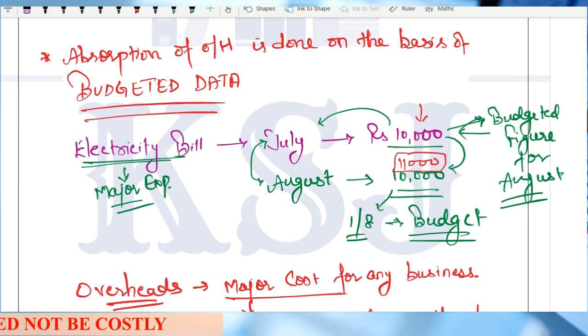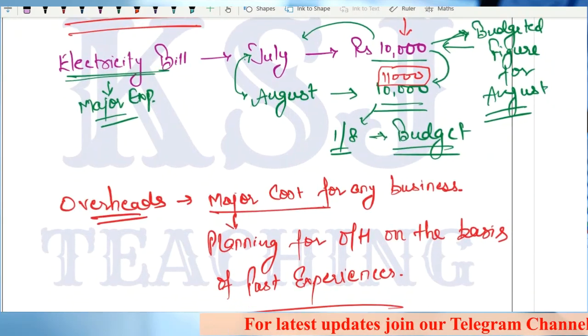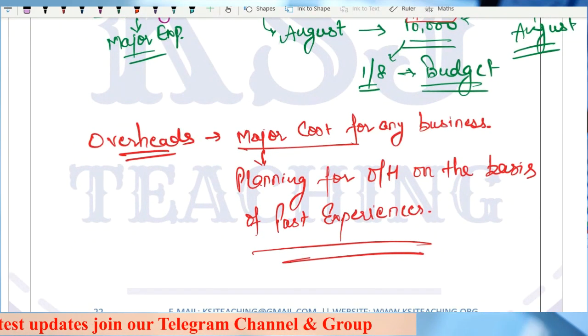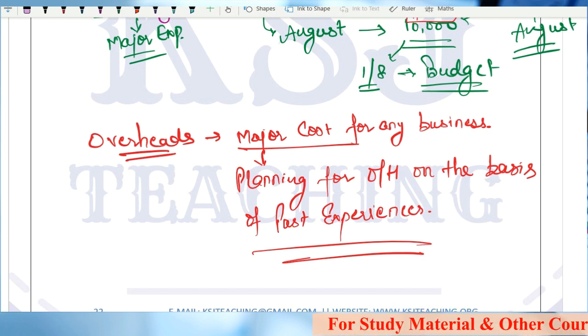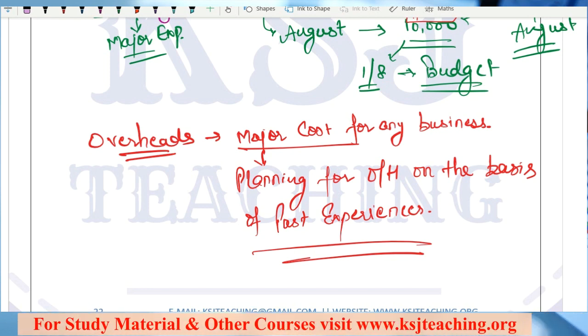Clear? First, you need to understand why we are doing it on the budgeted basis. Absorption is being done on the budgeted basis, on the basis of the previous experiences of the business, because it constitutes a major cost for any business. So planning for overheads is very, very important for any business, right? They need to plan for the overheads on the basis of past experiences, right? Clear up till this point? Any doubts? Okay, sir, we have understood up till this point, right?